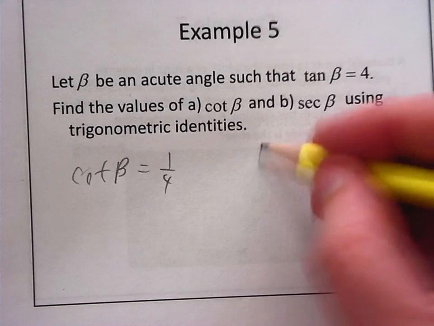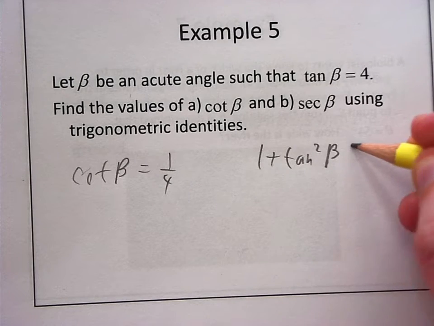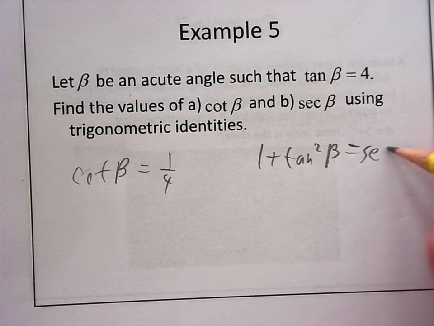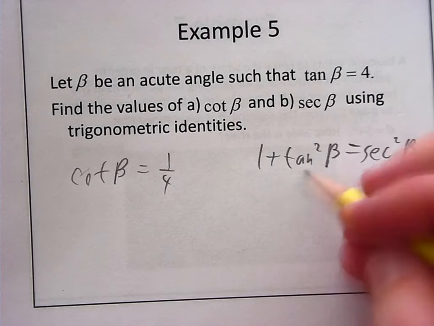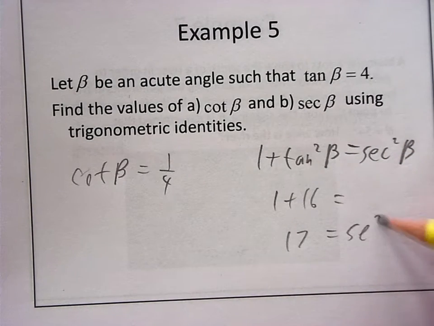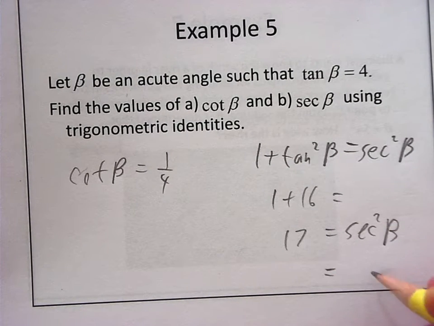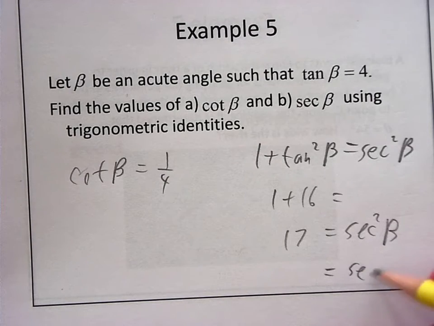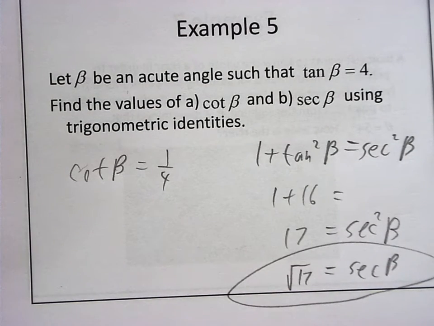Secant and tangent. Now, that formula is 1 plus tangent squared beta is equal to secant squared beta. So when I do this, what's tangent beta? 4. Square it, you get? 16. So I have 17 is equal to secant squared beta. So secant of beta, I should say, is equal to square root of 17. Positive or negative? Positive.